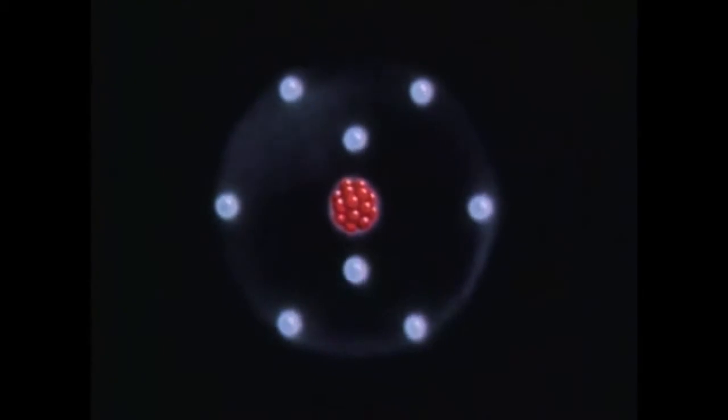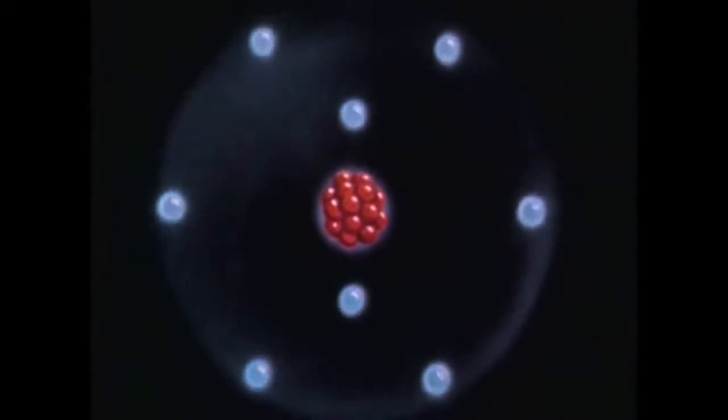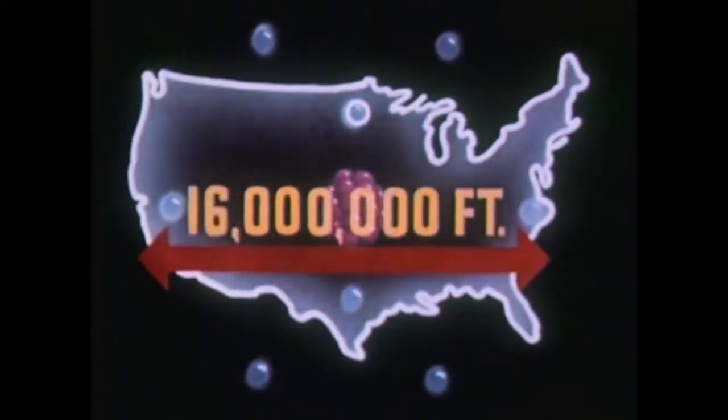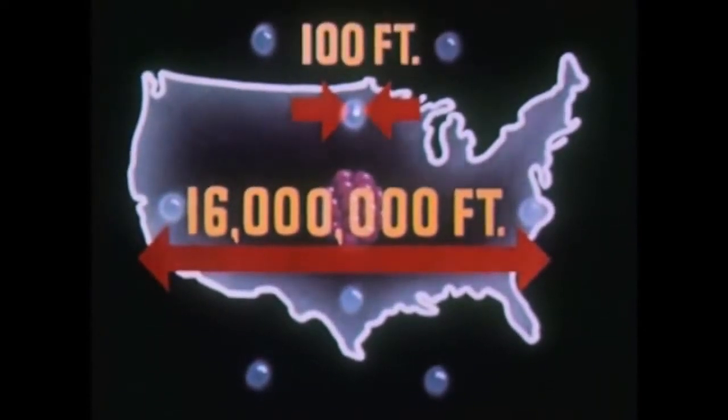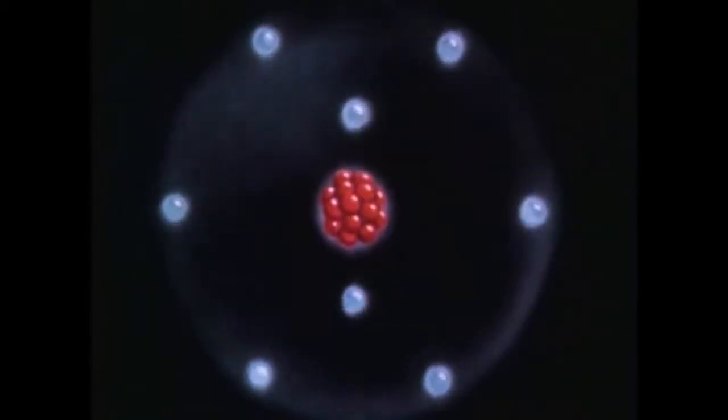And further, let's acknowledge that this is a symbol representing the atom and not an attempt to show it as it actually is. It is impossible to show the correct relative proportions of an atom on this screen. For example, if an atom could be as large as the United States, one of its electrons would be only about 100 feet across. Therefore, to tell our story, we must resort to a symbol.